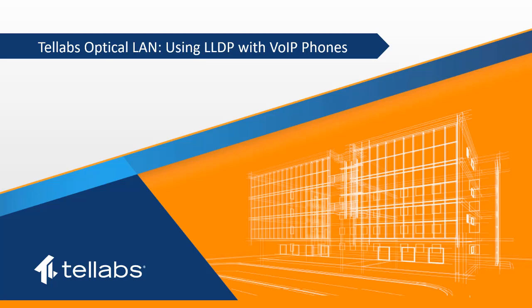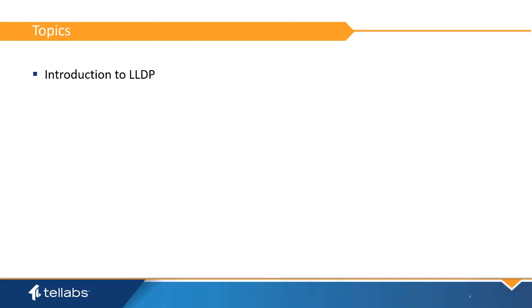Welcome to the Tellabs Optical LAN instructional video using LLDP with VoIP phones. The purpose of this video is to give guidance and instruction on the use of the Link Layer Discovery Protocol when using voice over IP phones. The topics covered in this video will be an introduction to LLDP and its application to voice over IP, configuring network policy TLV to support voice VLAN, and an explanation of some common VoIP phone issues when using LLDP.